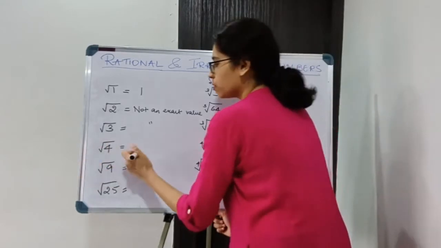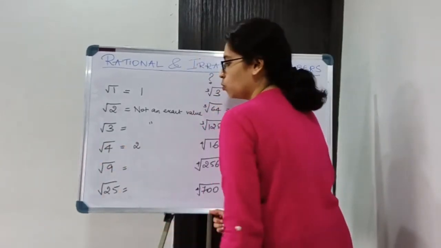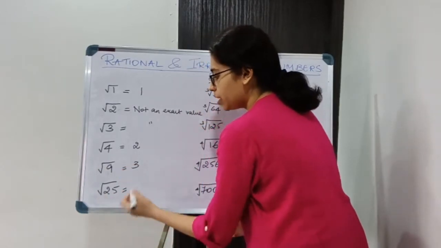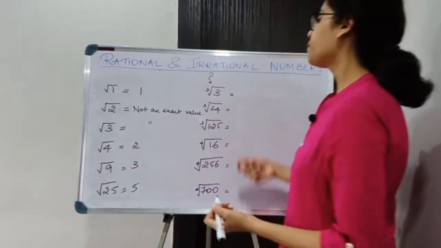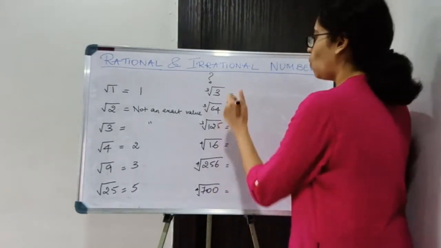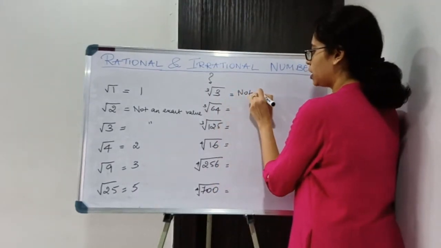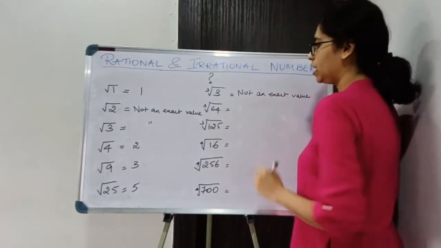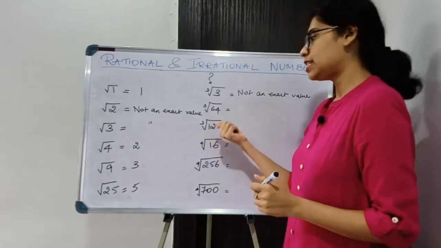Root of 4. Square root of 4 is 2. Square root of 9 is 3. Square root of 25 is 5. Cube root of 3. Again, I am not getting an exact value. So, I'll write down: not an exact value. Cube root of 64.